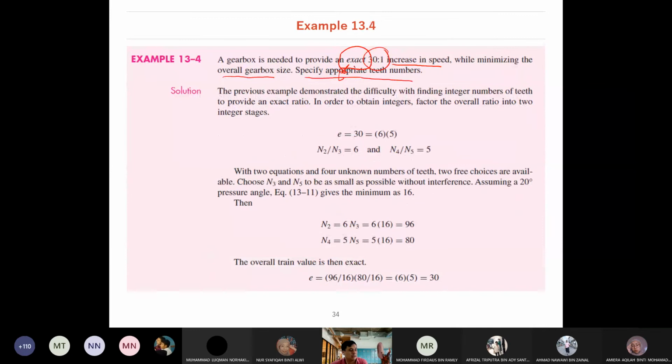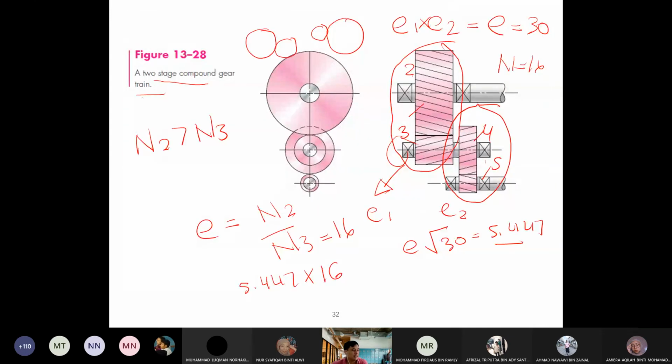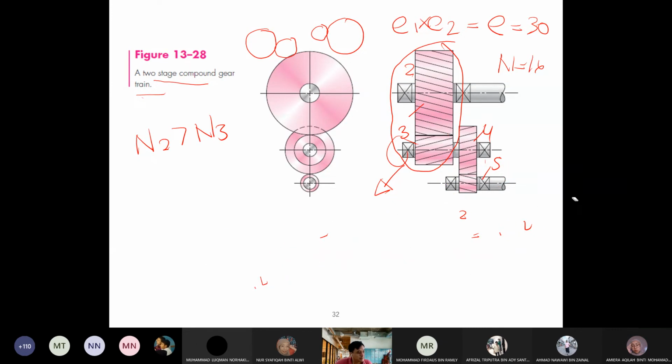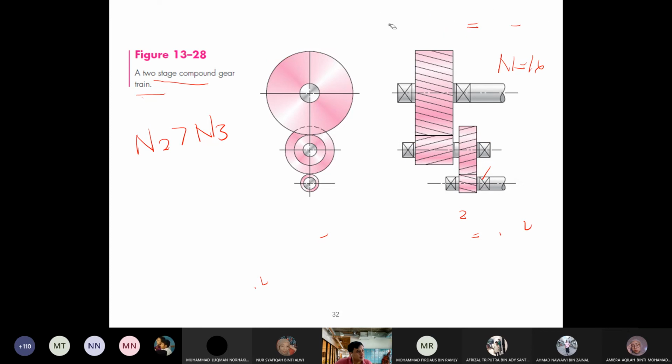Tapi bila tengok balik, dia punya type of gears ataupun configuration of gear is the same. Awak kena pakai a two-stage compound gear. Okay, jom kita buat yang ni. Alright. Saya padam balik supaya awak nampak balik. Kita tengok soalan balik.